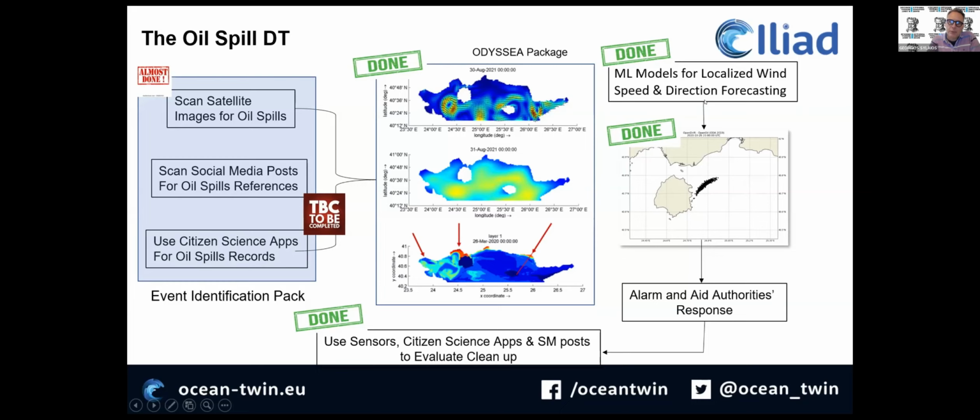We also use machine learning models and algorithms in order to improve the downscaling process of the wind speed and direction, and to forecast in a better way, to force in a better way, the oil spill model. And then we alarm the authorities, based on which, again using the social media, we are able to evaluate whether the cleanup operations and the mitigation efforts have been successful.